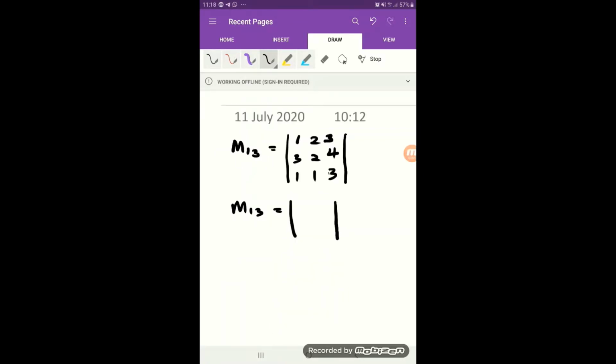To find M13. M13 is the determinant of the matrix obtained by deleting the first row and the third column. We rewrite the elements not deleted here: 3, 2, 1, 1. And then calculate the determinant. 3 times 1, 3, minus 2 times 1, 2. So the answer is 1. This is the value for M13.